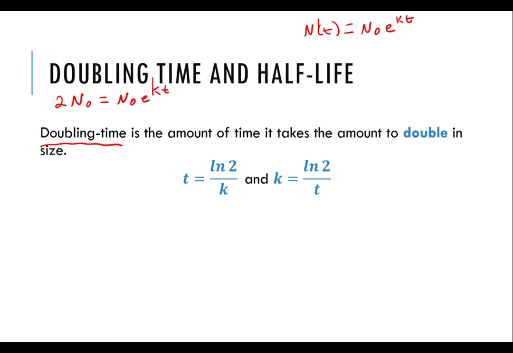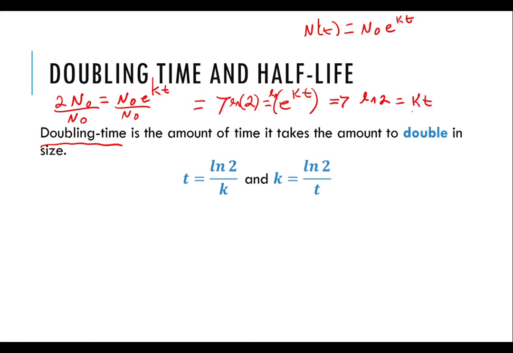Then we get this equation, and if we try to solve it, you can divide both sides by N naught. N naught divided by N naught is 1, so I'm left with 2 = e to the kt. Then we can take the natural log of both sides. I get the natural log of 2 = k times t times the natural log of e, but natural log of e is 1.